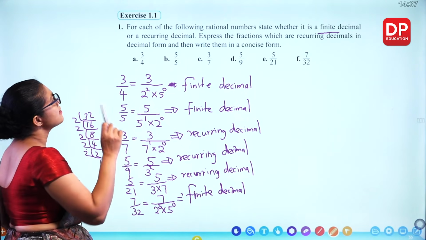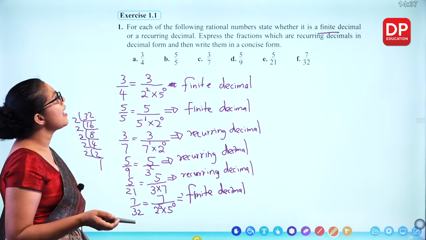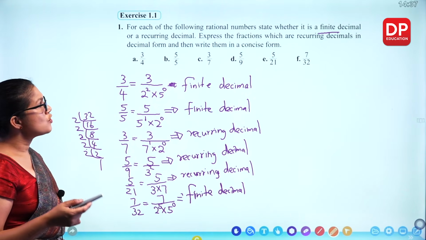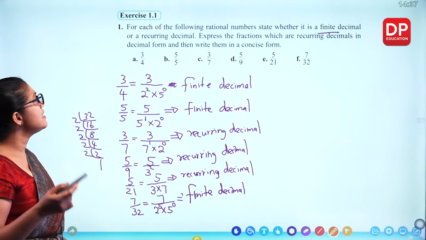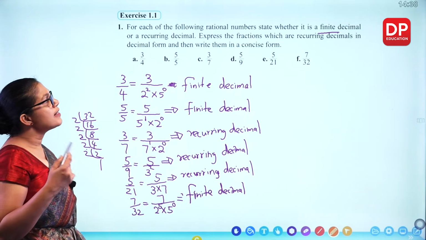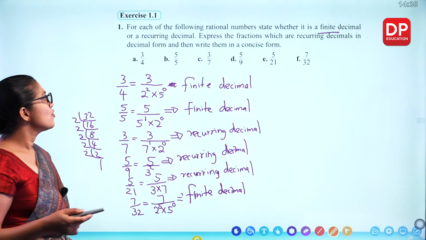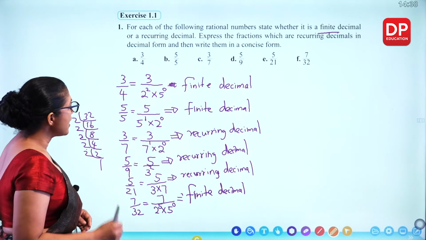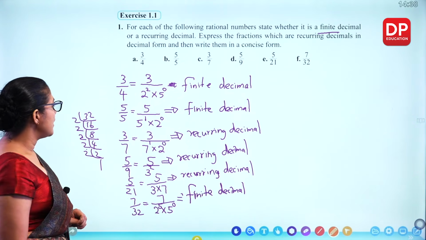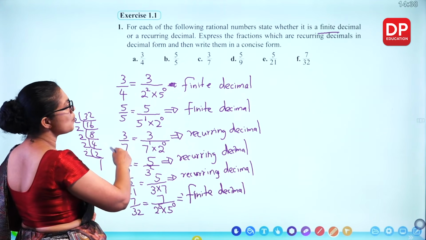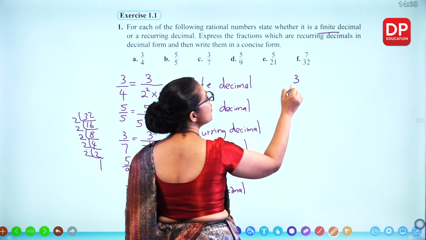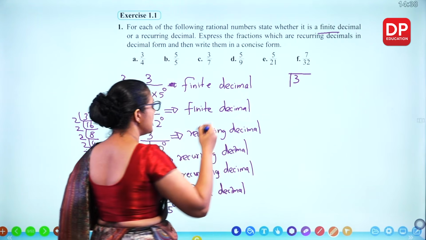Now they are asking, after we identify finite or recurring decimal, express the fractions which are recurring decimals in decimal form and then write them in concise form. So that means those who are recurring, we have to find out the decimal value. So we'll try to do this one. 3 over 7. How can we do 3 over 7? 3 divided by 7.